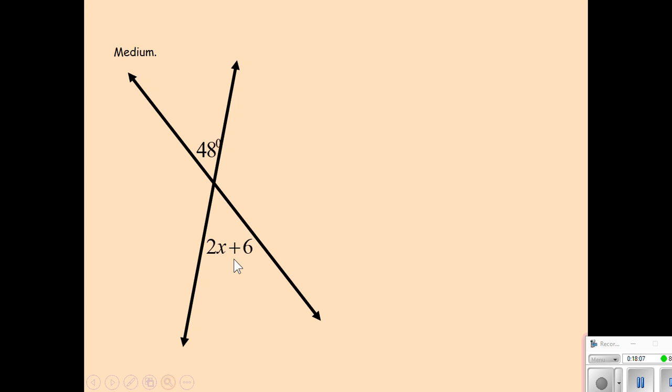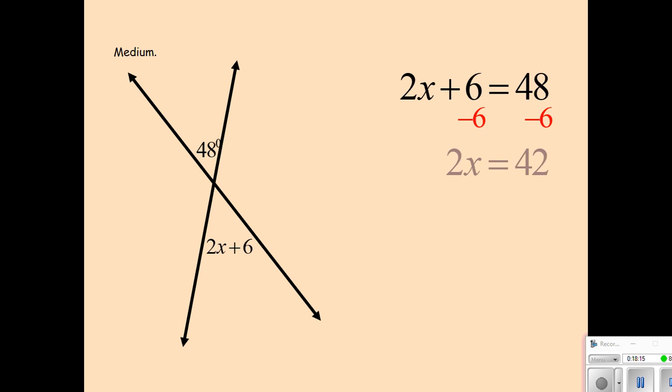So in a problem like this one, we're going to say 48 is equal to 2x plus 6. And then we could solve for x. Subtract 6 and divide by 2. We're going to get x is equal to 21. If you plug 21 back in here, you don't really have to do it because we already know the answer is going to be 48, but you could check that if you like. Now this is when they're equal.